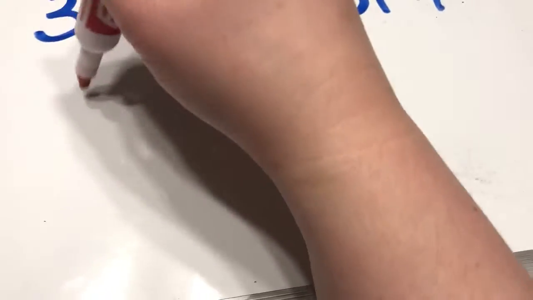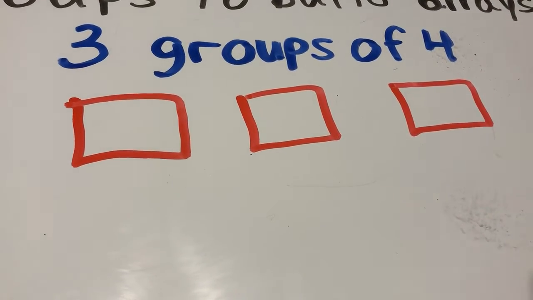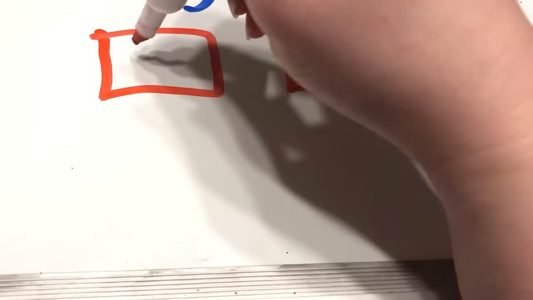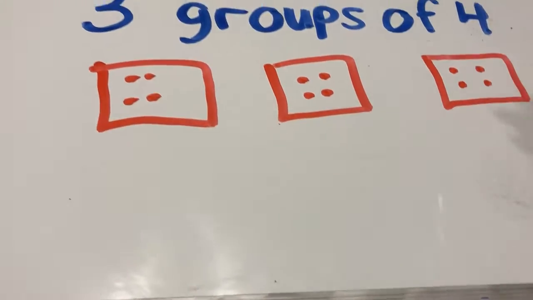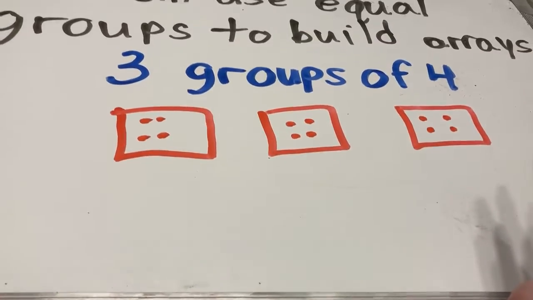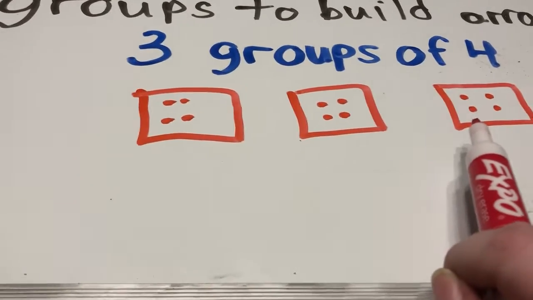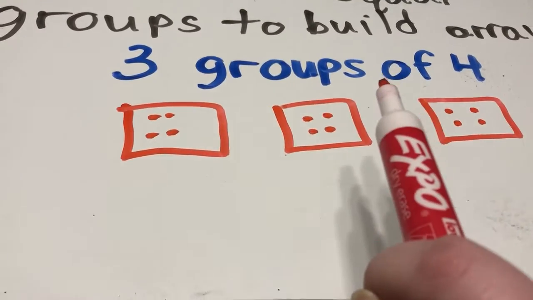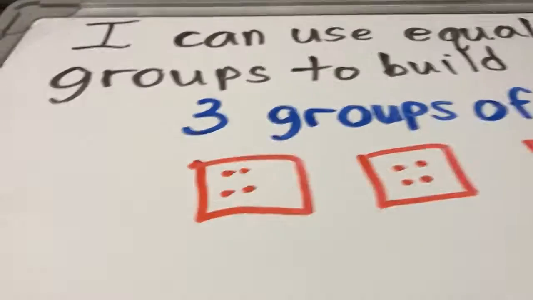So if I have 3 groups of 4, I draw out 3 boxes, and in each box we have how many? Good, 4. Three groups of 4. But today, we're going to use these equal groups to help us build arrays. So let's look at what an array is.